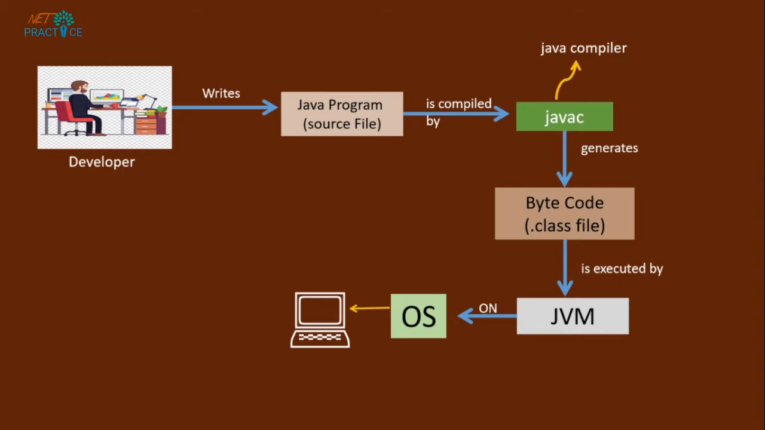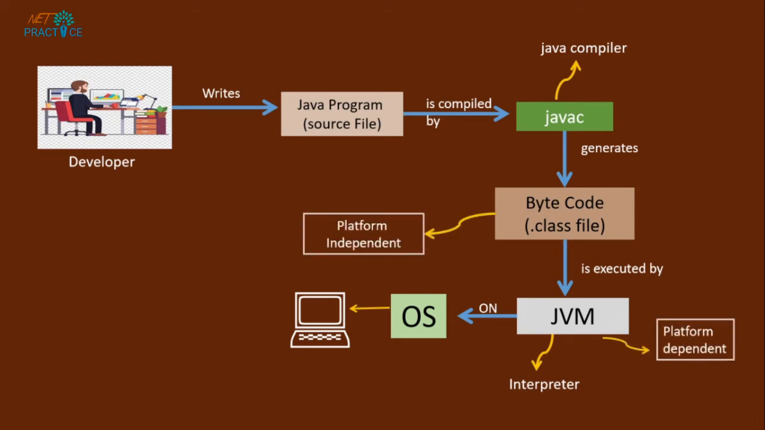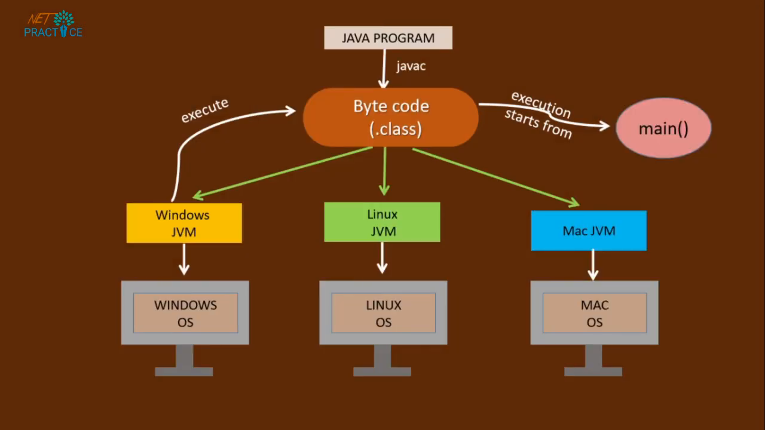That's why the JVM is also called an interpreter. This JVM is platform dependent, but your bytecode is platform independent. So you can take this bytecode and run it on any operating system, but you should have a JVM on that operating system. The JVM is platform dependent, which means for Windows there is a separate JVM, and for Linux there is a separate JVM. The JVM is actually your system software.